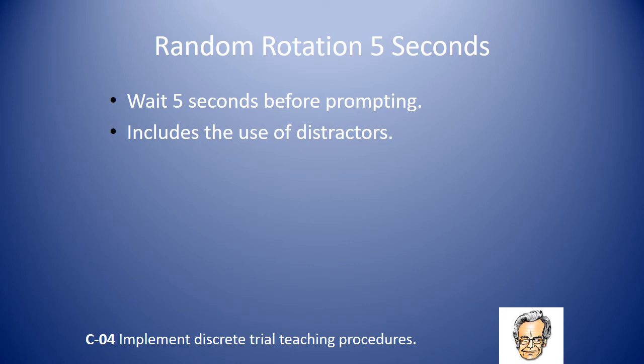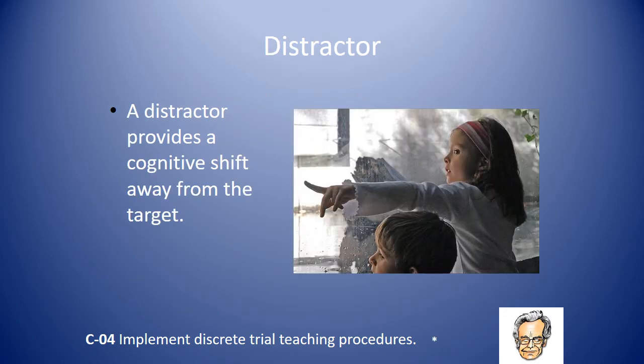Random rotation 5 seconds. Wait 5 seconds before prompting, and this is the first and only place we use distractors. A distractor provides a cognitive shift away from the target. They basically have to think about something else, which means that if they can do it with distractors, it probably means they're fluent with the target items. It's a good test to make sure they actually know what we're teaching them.